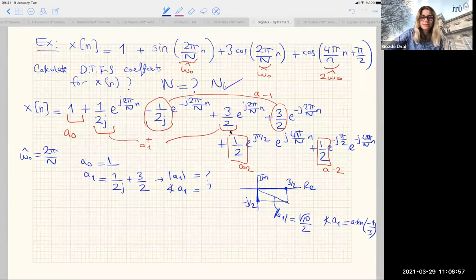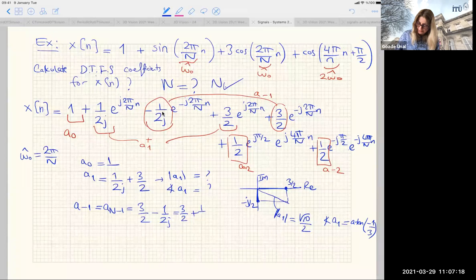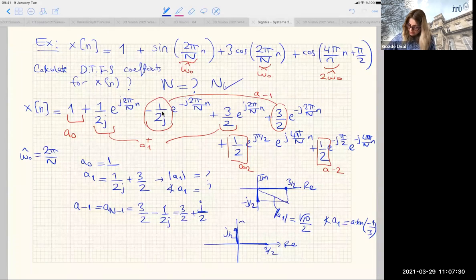A1 was plus 1 over 2j. A minus 1 is minus 1 over 2j. That will become the other one, yes, exactly. A minus 1 here is 3 over 2 minus 1 over 2j, which is 3 over 2 plus j over 2. For this one, you have to go j over 2 and 3 over 2. That's the difference. So here, this will be A minus 1. Is it clear now? Okay, good.